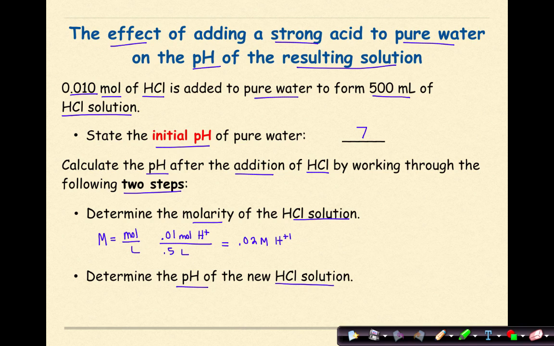We can use that number now to determine the pH of the new HCl solution. So pH is equal to the negative log of the hydrogen ion concentration. So we'll plug in our numbers. So pH is equal to negative log of 0.02. And if we work that out, we get a pH of 1.69. So let's keep that in mind as we move on.